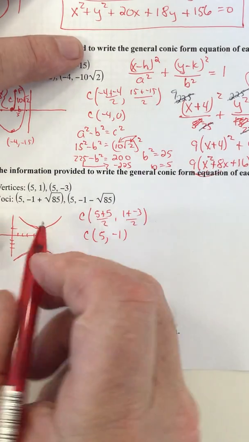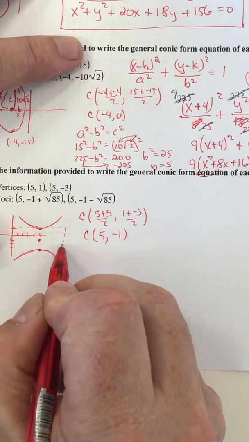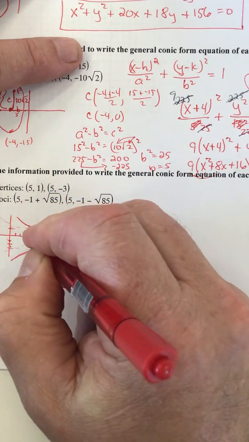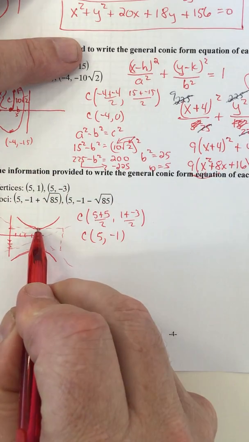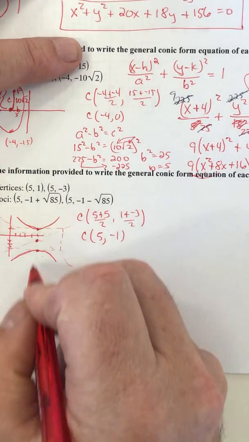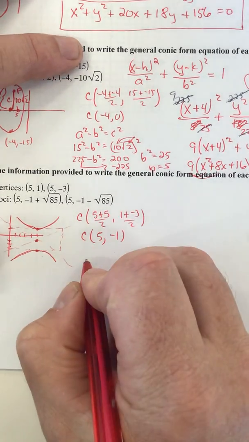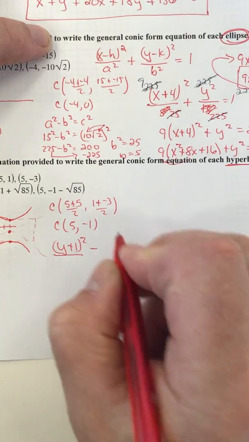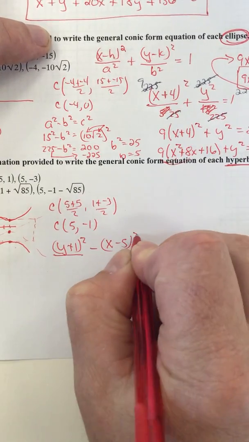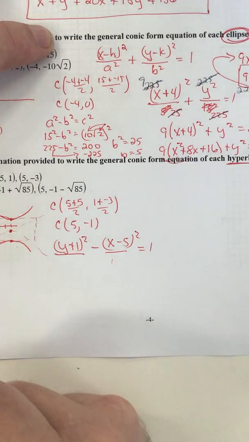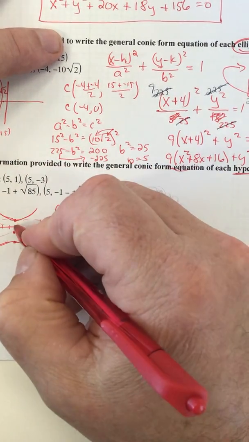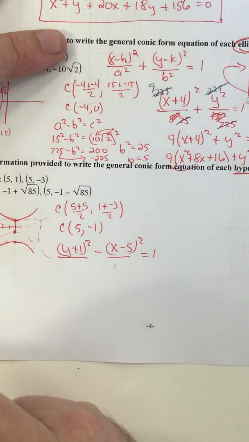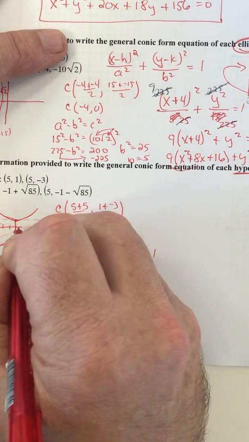That can get me going. So I have some kind of box like this. I know that these are the real vertices. The ones going up and down are the real ones, so the x ones are the fake ones. So I'll go (y plus 1) all squared over something minus (x minus 5) all squared over something equals 1. Well, I can just count how far that is. It's 1, 2. So that distance right there is 2. That's the A distance.